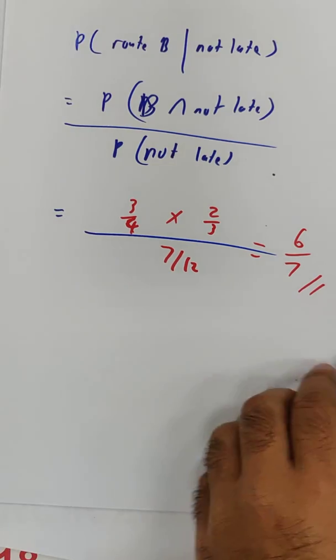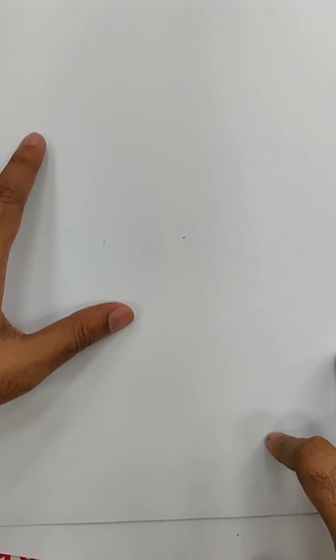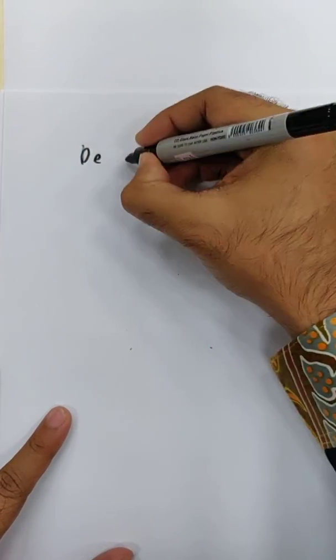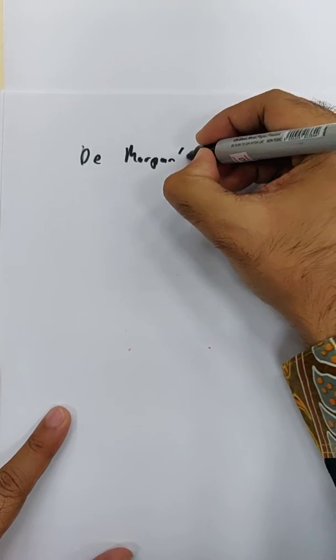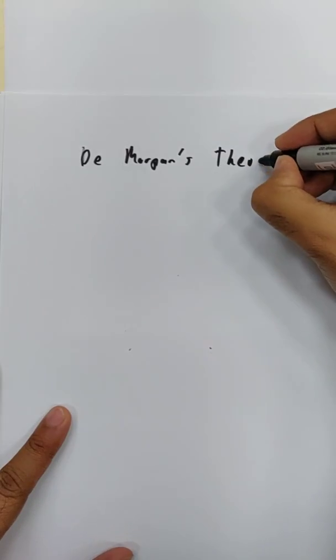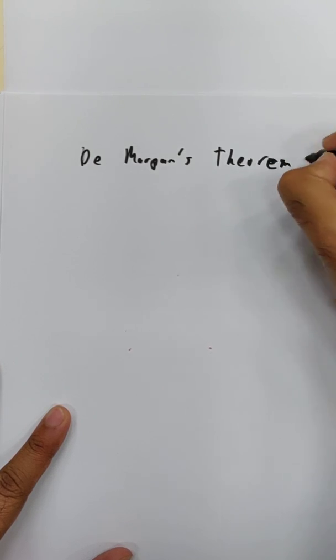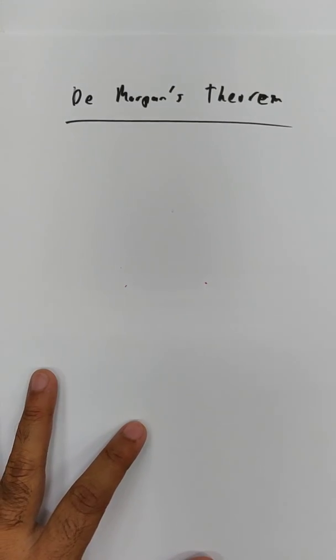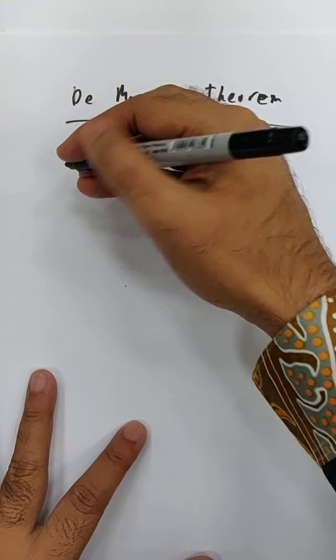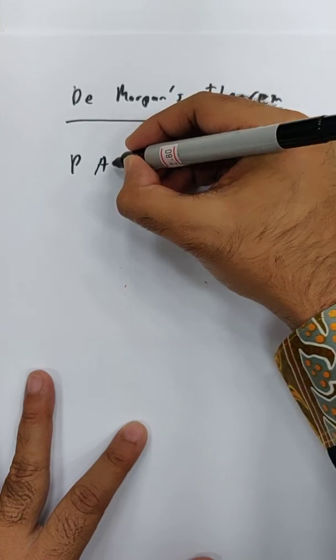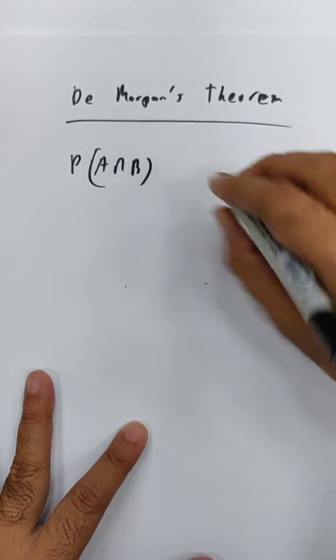All right, a little bit extra. Okay, something a little bit extra for you. This is no longer in our syllabus, but I really do like it. De Morgan's theorem, I really do like it. It is if I give you something like this: P of (A intersect B), and then there's a prime here.